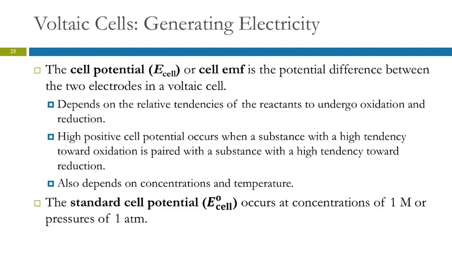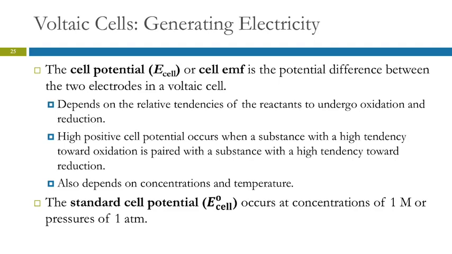So the cell potential, E cell, or the cell EMF, is the potential difference between the two electrodes in a voltaic cell. It's a little bit like looking at a portion of a stream and saying, well, what's the difference in elevation between the beginning and the end? If the difference in elevation is really big, that stream's going to be moving really fast. If it's just a teeny tiny bit different, it's going to be moving slowly. And if it's the same, if there's no difference, then you call it a lake, right? Because nothing's moving, it's just sitting there. So cell potential tells us what direction the electric current is going to move and how strongly it's going to move.